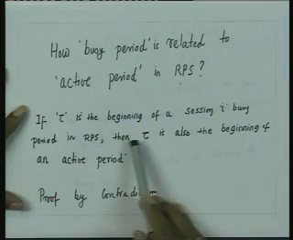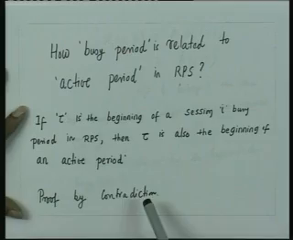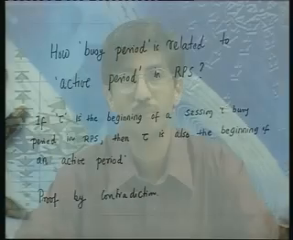Okay. So two cases we had considered, whether the tau is in the inactive period or tau is in the active period. So by considering these two cases, we have tried to prove this result, that if tau is the beginning of a session I busy period in rate proportional servers, then it is also the beginning of an active period. So we now introduce the notion of a latency rate servers. So I just define the notion of a latency rate servers.